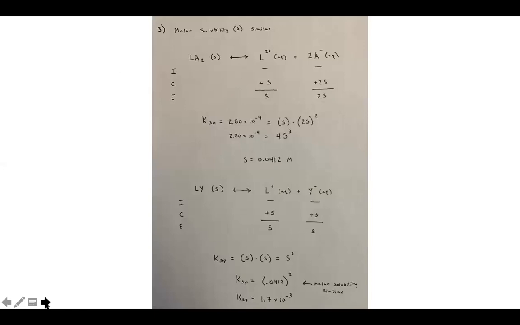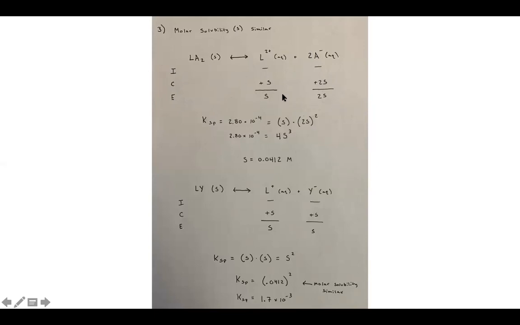Okay, and so knowing that, we can use this LA2 compound to help us find the Ksp of that LY compound. So I'm first going to turn my attention to LA2. LA2 solid will split into L2+ ions and 2A- ions. We're going to assume we have no initial amount of either ion, and then our change is going to be +S for L2+ and +2S for A-, because again, its coefficient is 2.